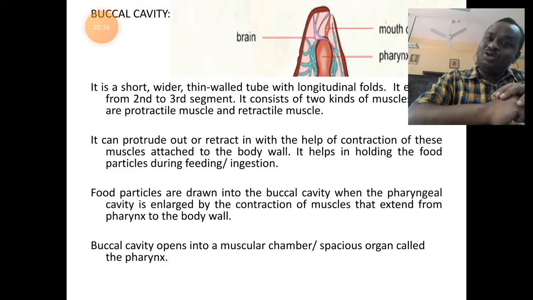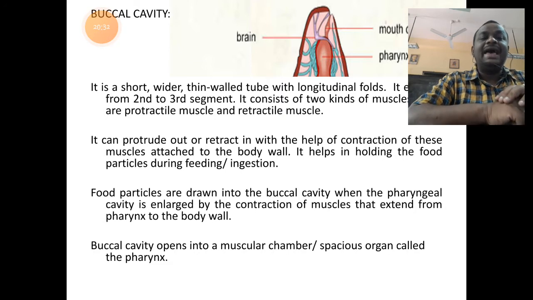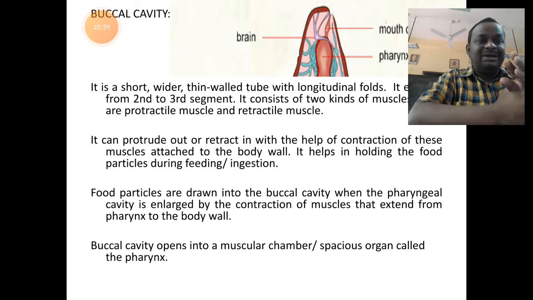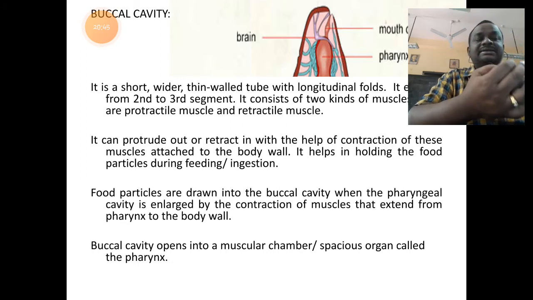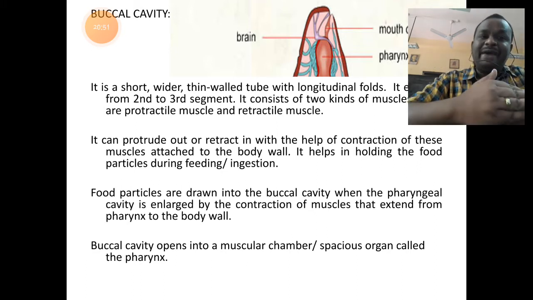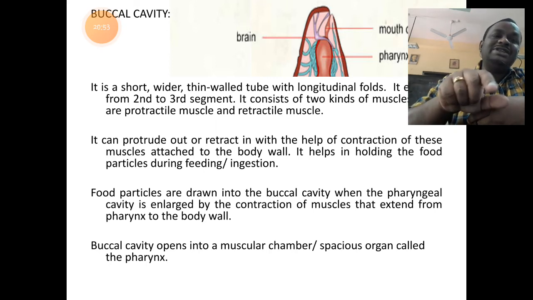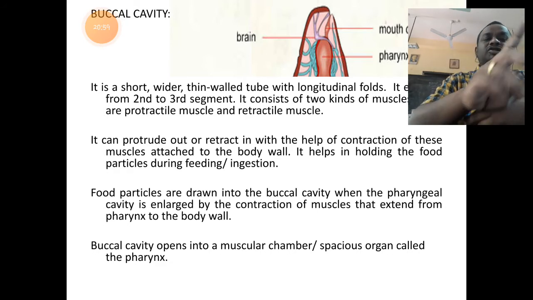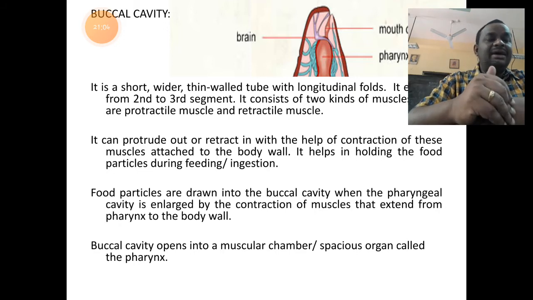So, it can protrude out or retract with the help of contraction of these muscles attached to the body wall. It helps in holding the food during feeding and ingestion. This part of the buccal cavity can come out, hold the food and get back into the original position. Like how we have understood the structure of the proboscis in Dugesia or planaria, in a similar way here also the mouth cavity involves protractile and retractile muscles.